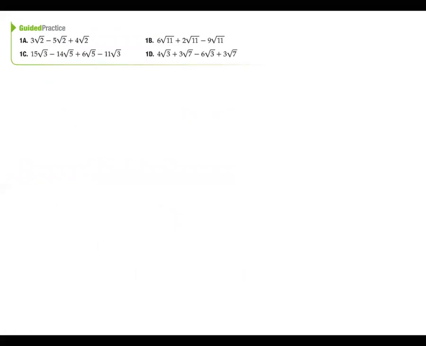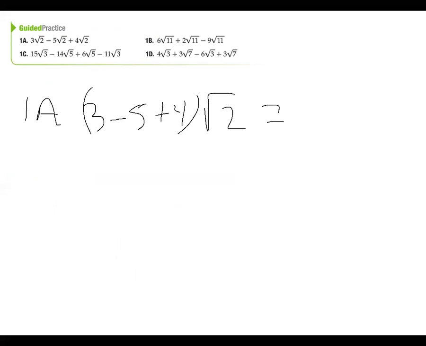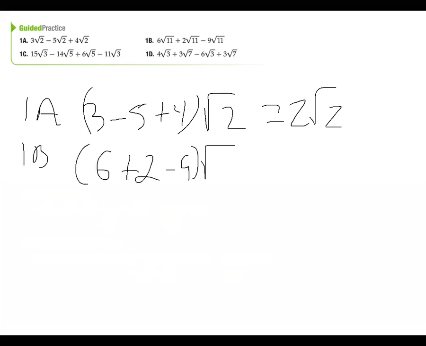Okay, we're back. So for 1a, you would just do the 3 minus 5 plus 4 square root 2, which gives you 2 square root 2. For b, you would do 6 plus 2 minus 9 square root of 11, which gives you 6 plus 2 is 8 minus 9 is negative 1. So you could have negative square root 11.